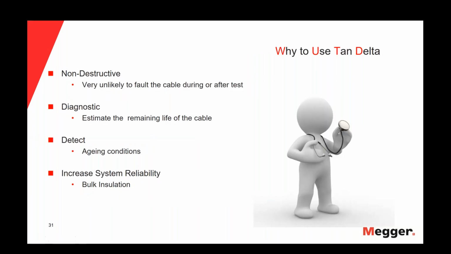So why use the tan delta? Because it's a non-destructive test. We will see in the coming slides that the maximum voltage I will apply during the tan delta test is 1.5 Uo. So it's very unlikely to fault the cable during or after a tan delta test. It's a diagnostic tool to estimate the remaining life of the cable. And of course, the goal is to detect the aging conditions in the insulation of my cable, and what we want to do is to increase the system reliability of the cable system.